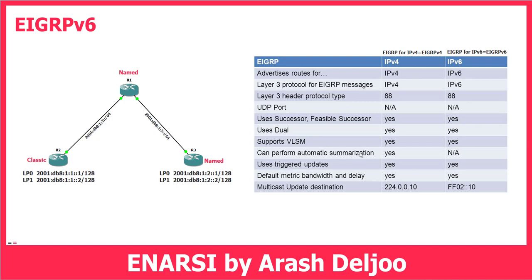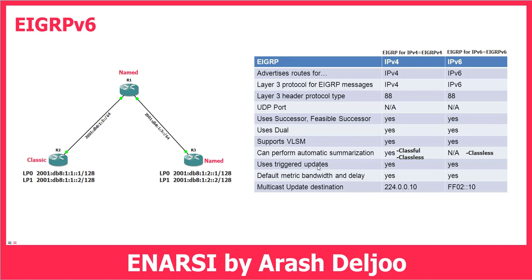Can perform automatic summarization. You know that in IPv4 we have the concept of classful networks and also classless networks. Because of that, we have the concept of summarizing at the boundary of two classful networks. Okay, because of that we call it automatic summarization. In IPv6 we don't have the concept of classful networks at all. Because of that we don't have the concept of auto summary. When you don't have classes of IP addresses, for example in IPv6, automatic summarization doesn't have any meaning.